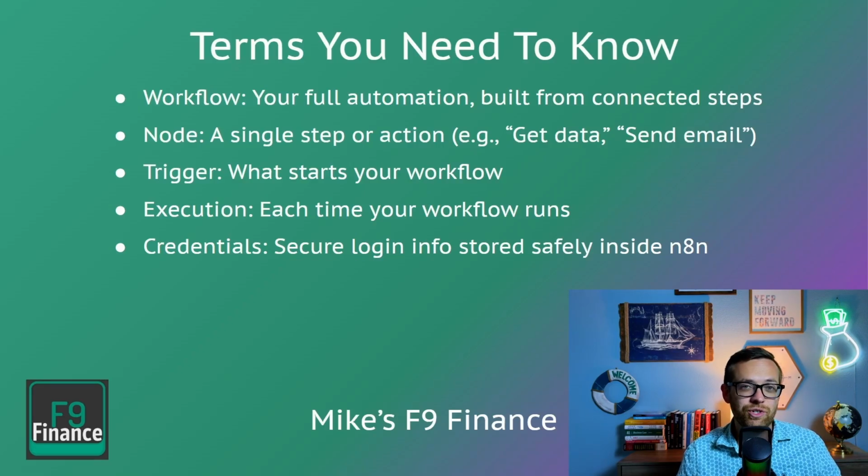An execution is every time your workflow is triggered and runs. That's an execution. And then credentials are the login info for the other systems that N8N is getting data from. You can pull in from all kinds of different APIs, direct connects, there's lots of different options. And credentials are how N8N securely stores that information to be able to query data from different systems, bring it together, and then send it back. If you know these 5 things, you're pretty well along the way of getting started with N8N.